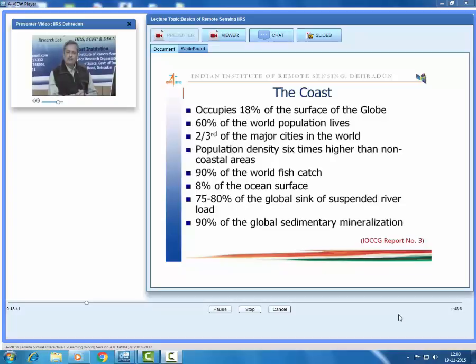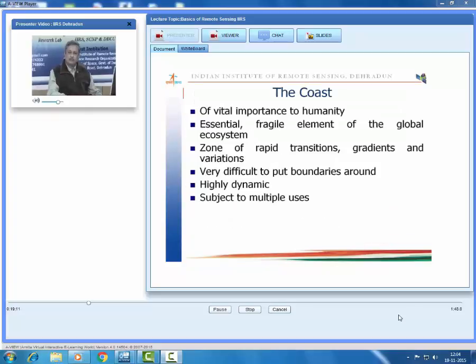75 to 80% of the global sink of the suspended river load. The rivers are bringing a lot of sediments, and coastal water acts as a global sink of a lot of suspended matter. Around 75 to 80% of the suspended river load is dumped as sediments in the coastal area. 90% of the global sedimentary mineralization, this is very important from the geologist's point of view. We have various kinds of mineralization processes like igneous process, metamorphic process, sedimentary process. 90% of the global sedimentary mineralization happens in the coastal area.